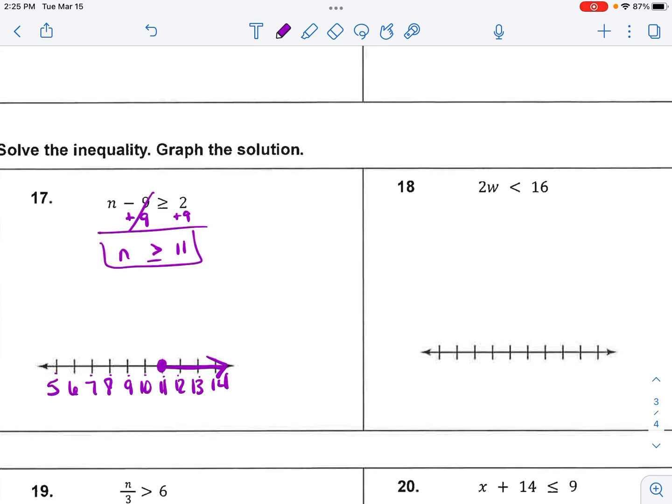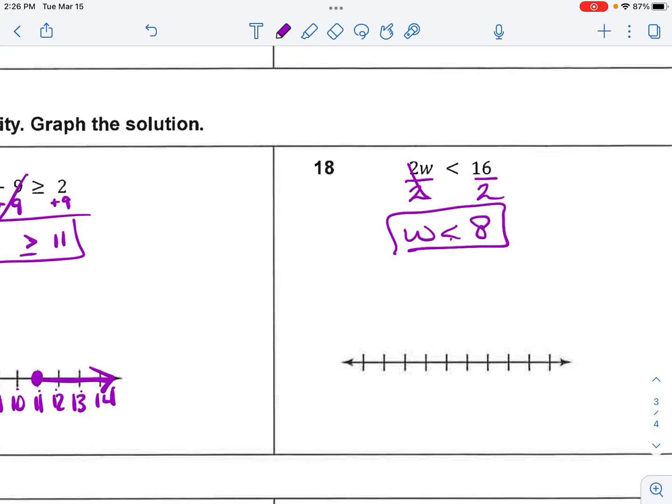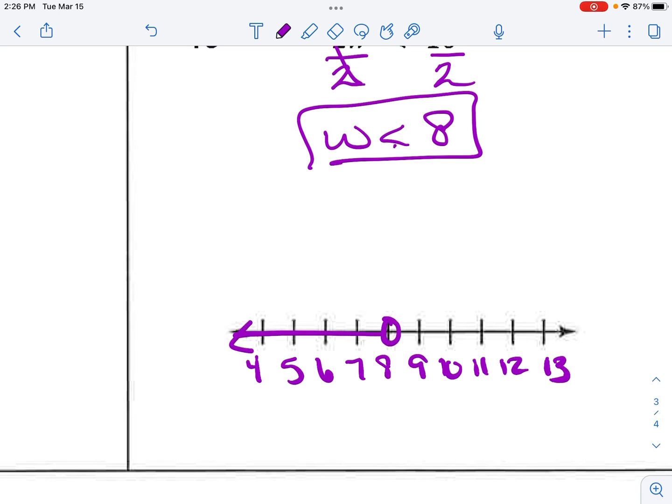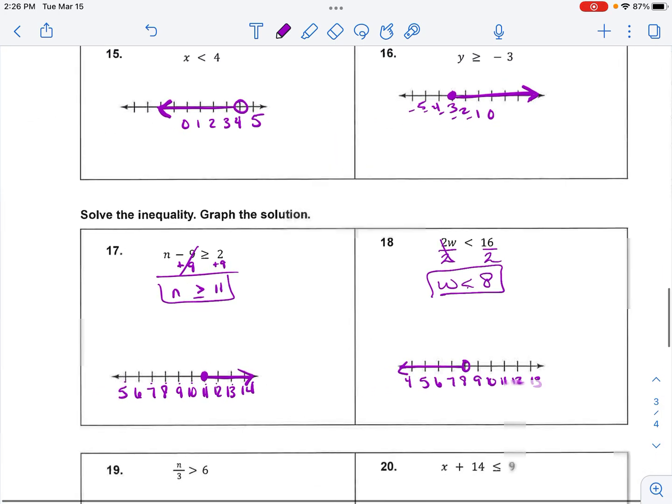Good. Number 18, a number next to a letter means multiplication, so the inverse would be division. So we have W is less than 8. 16 divided by 2 is 8. Less than 8, that would be an open circle pointing to the left.